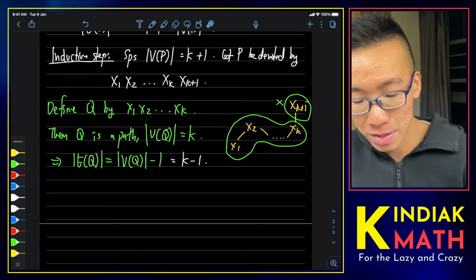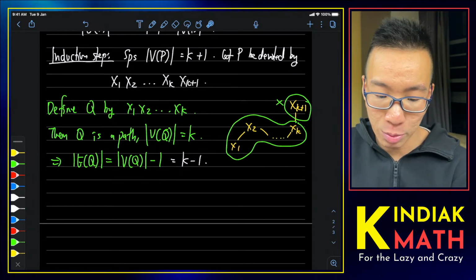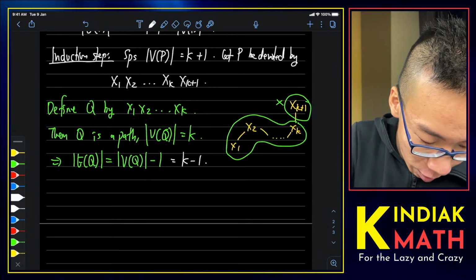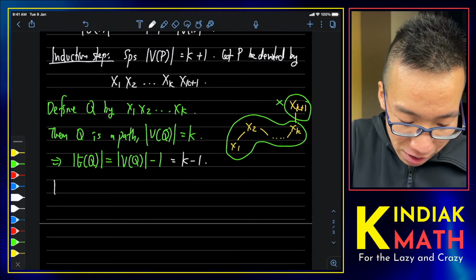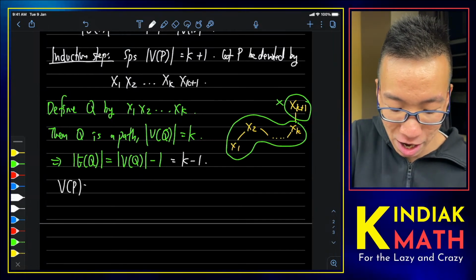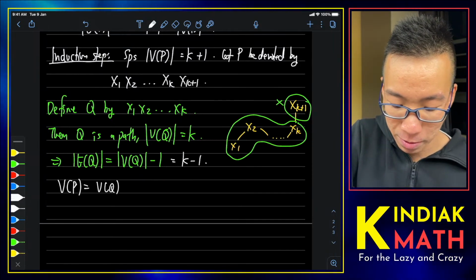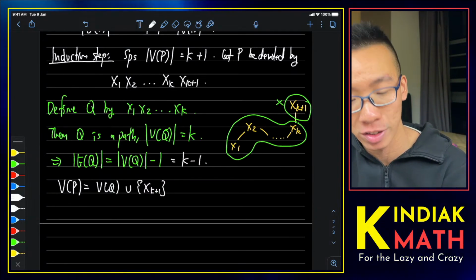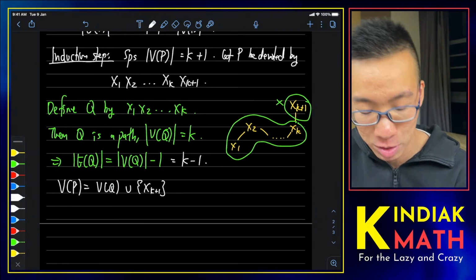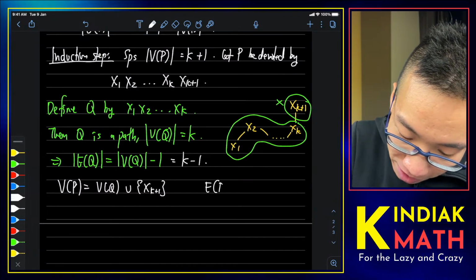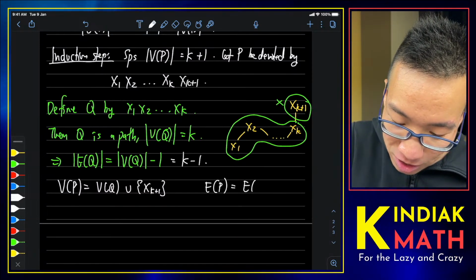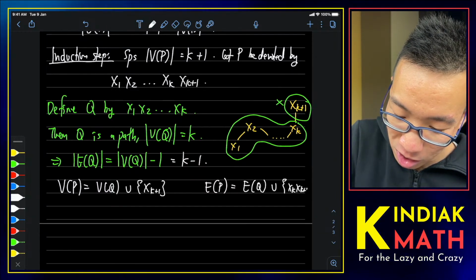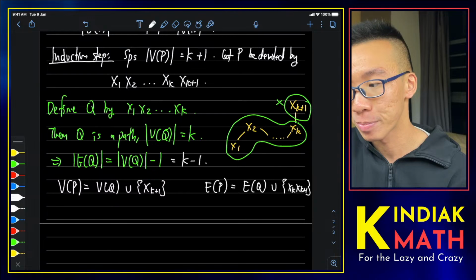Okay, so that's really useful. So how do we recover this little bit over here? Well, if we look very carefully, the vertices of P are the vertices of Q with the inclusion of the extra vertex x sub k plus 1. And the edges in P are the edges in Q, including that last edge that we essentially chopped off.